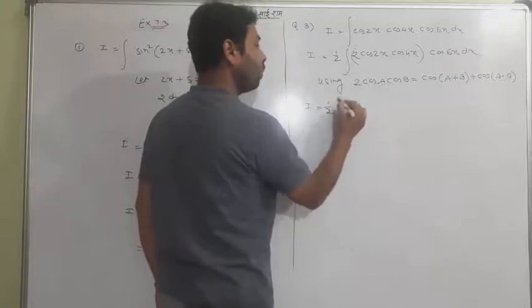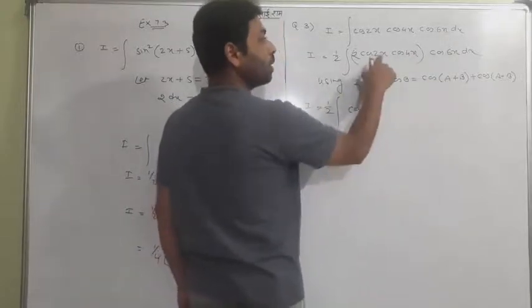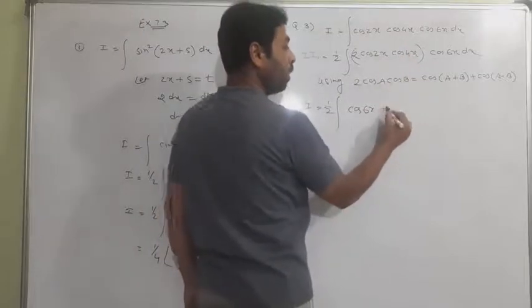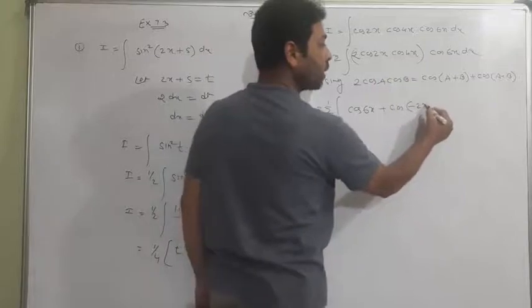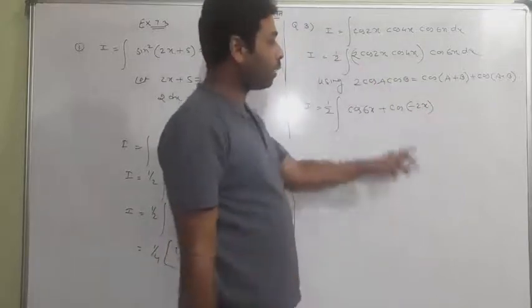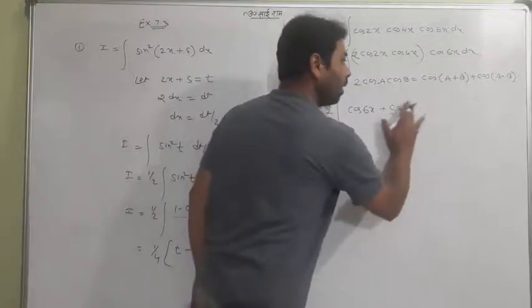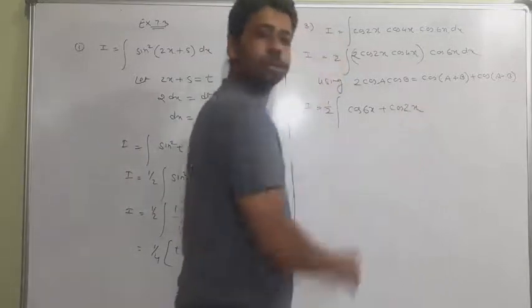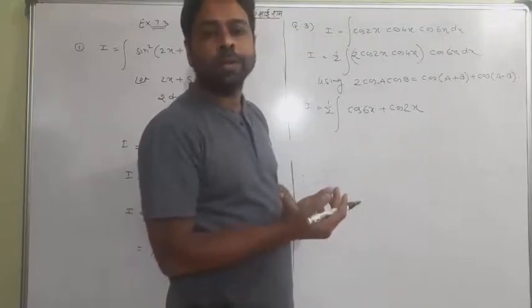I equals half, 2 cos A cos B is equal to cos(A plus B) plus cos(A minus B). 2x minus 4x is equal to minus 2x. One should remember that cos(minus theta) is always cos theta. So we can directly write cos 2x, because it was cos(minus 2x), but we should know that cos(minus theta) is cos theta.